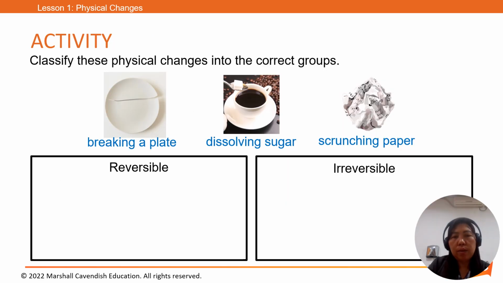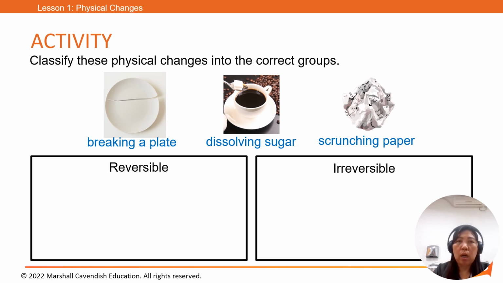Now let's try to do this activity by classifying these physical changes into the correct groups, which are reversible and irreversible. Okay, let's see the first one: breaking a plate. Is that reversible or irreversible? Okay, good job. The answer is irreversible.